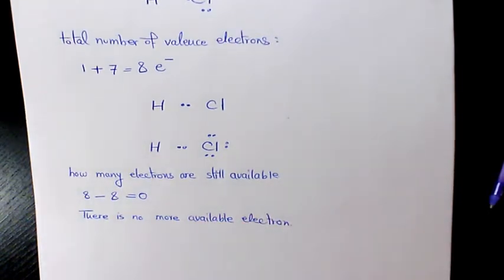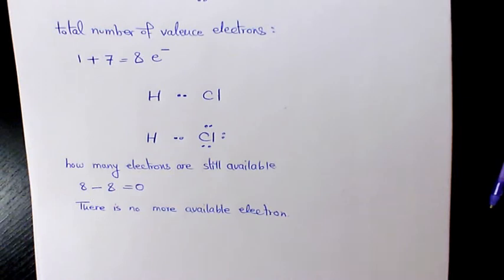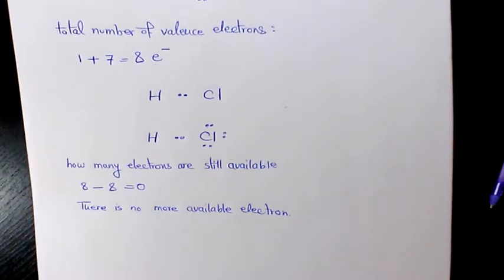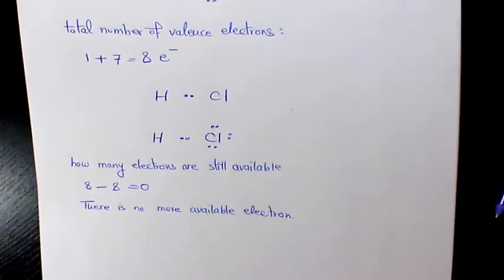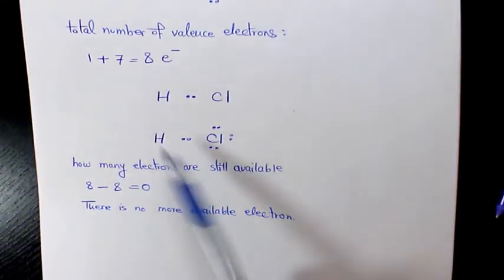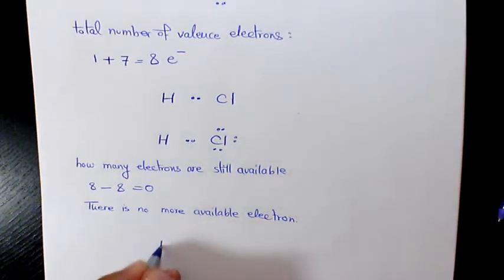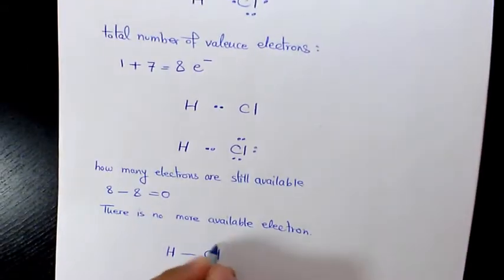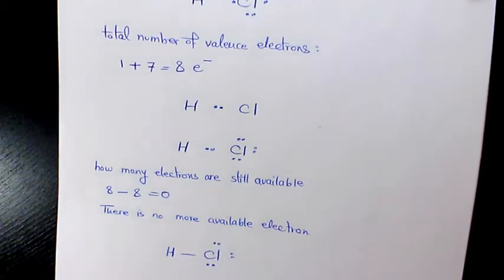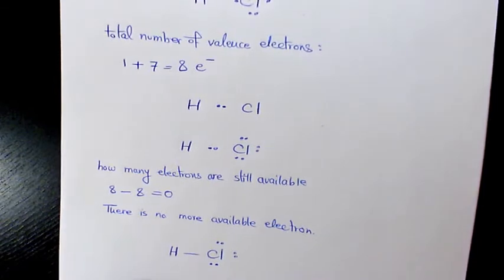And after that, we need to check if the central atom has the full octet, and what about the surrounding elements. And the last step is going to be to replace shared electrons with a dash. So it's going to be HCl, and these are the lone pairs. So that's the Lewis structure of HCl. Let's see another example.